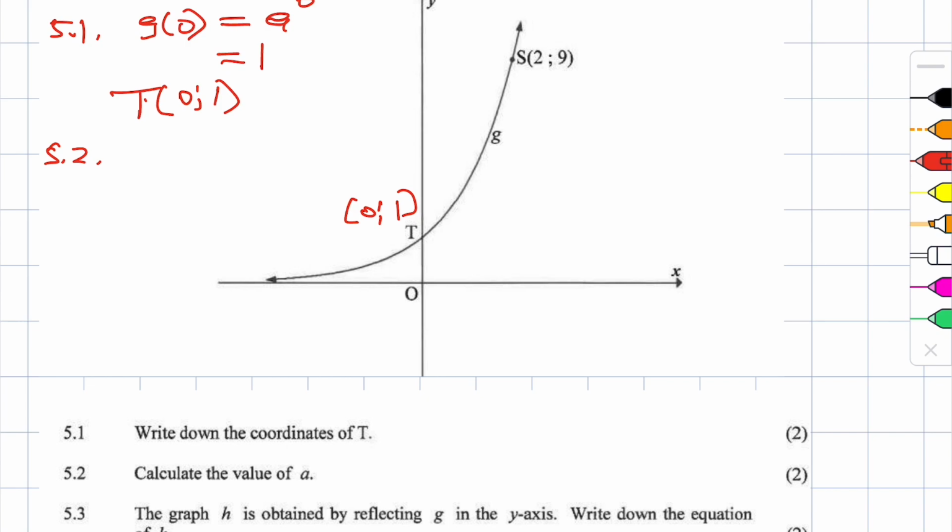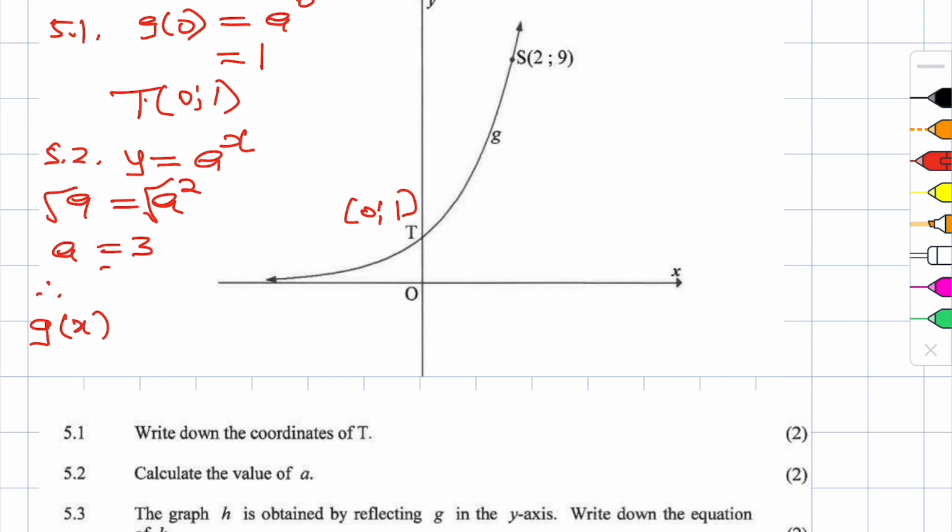Then question number 5.2, you will have to calculate the value of a. The graph can be written as y is equal to a to the power x. Then from there, we're going to substitute a point. So what point are we given? We are given (2, 9). So x is 2, y is 9. So it's 9 is equal to a to the power 2. Then you take a square root, and then you get a is equal to 3. Meaning that your graph now is g of x is equal to 3 to the power x.